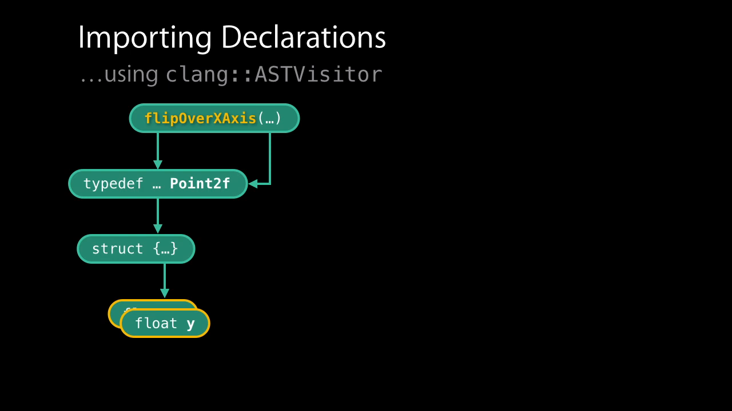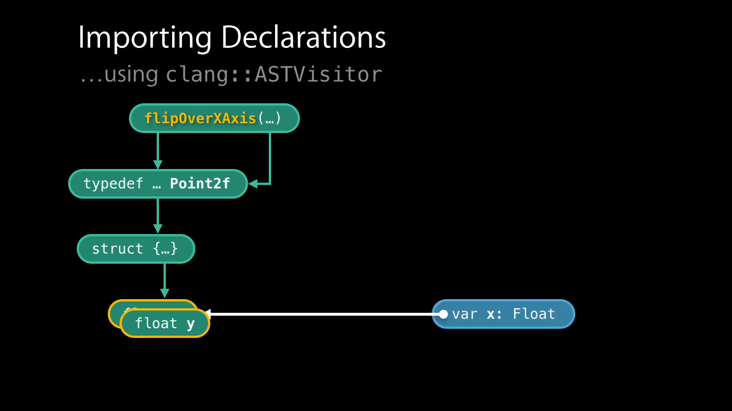So now we have something that we can work with here. We have these two fields, x and y. And these can map directly over into our language. We have a var x with float type and a var y with float type. And now we can go back up to the struct and try to import that all together.